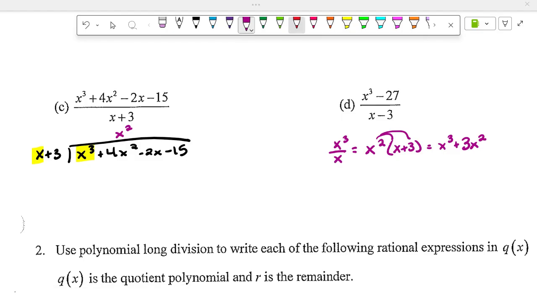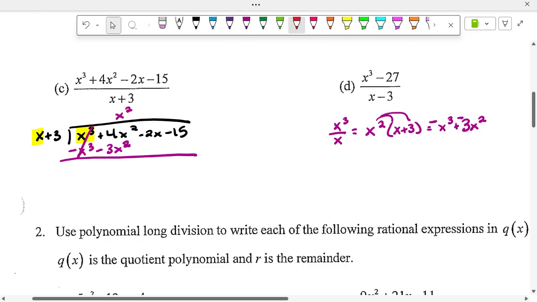But before I do that, there's something I got to do. Swap the signs. So both these become negative. So I'm going to do negative x cubed minus 3x squared. So x cubed cancel out. And JJ, what's 4x squared minus 3x squared? X squared. Good. And now we repeat the process here.